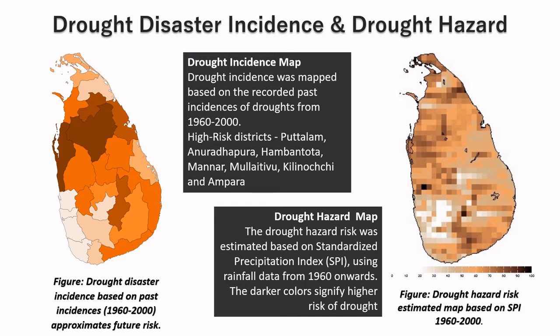Hazard maps based on rainfall to the right reflect the disaster history. We have also shown that it reflects the seasonality as well. We are updating the drought risk map every month.